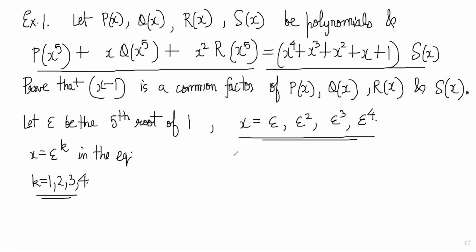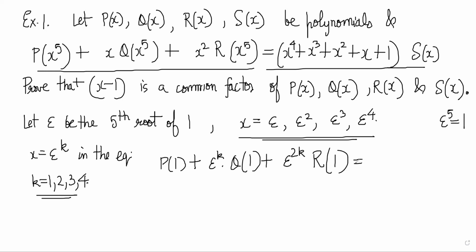We have p of x power 5, that is e power 5k, and we know that e power 5 is 1, right? So that is simply p of 1, plus we have epsilon power k q of 1, plus we have epsilon power 2k r of 1, since x is epsilon power k, and that is equal to, on this side, we will get 0, correct? Because 1 plus epsilon power k plus epsilon power 2k plus epsilon power 3k plus epsilon power 4k is basically the sum of all the roots, right?